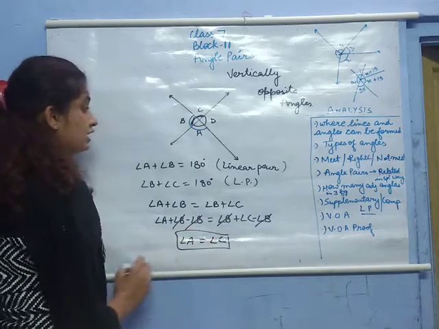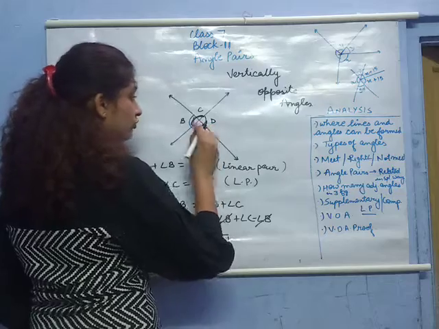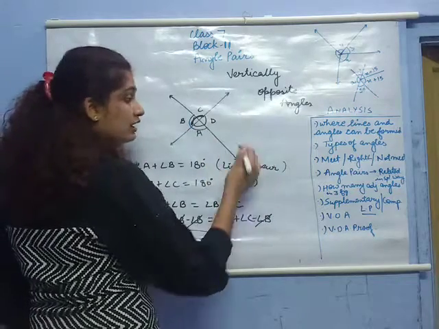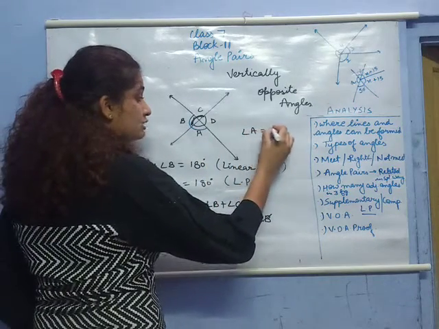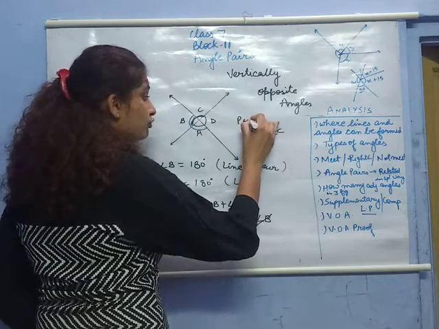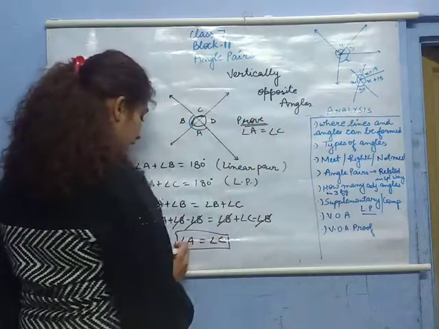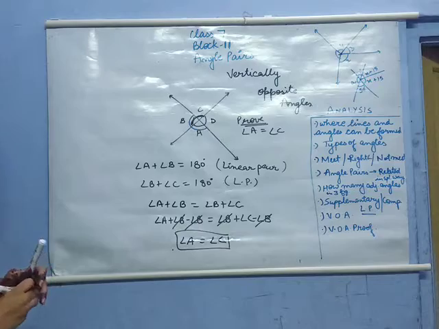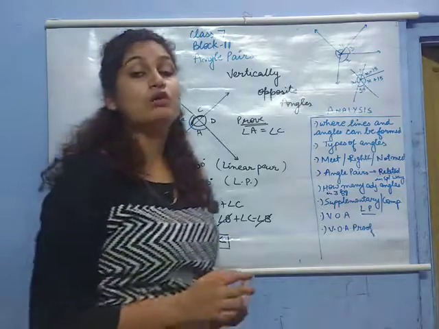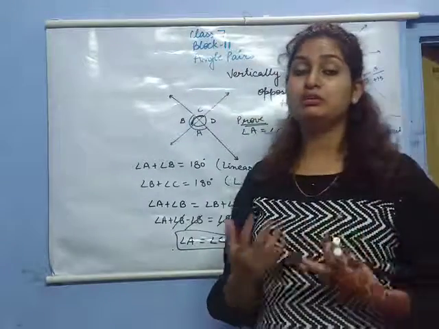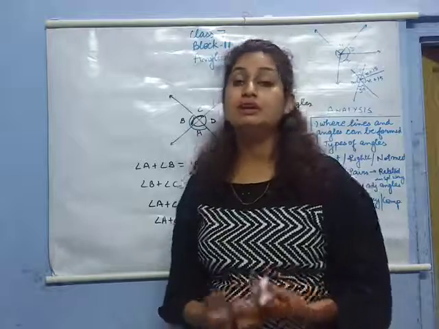Angle A and C are equal. This is what we have to prove. What we have to prove is that vertically opposite angles are equal, so that angle A is equal to angle C. And here in our result we have proved that angle A and angle C are always equal with the help of the properties of an angle pair, that is called a linear pair.